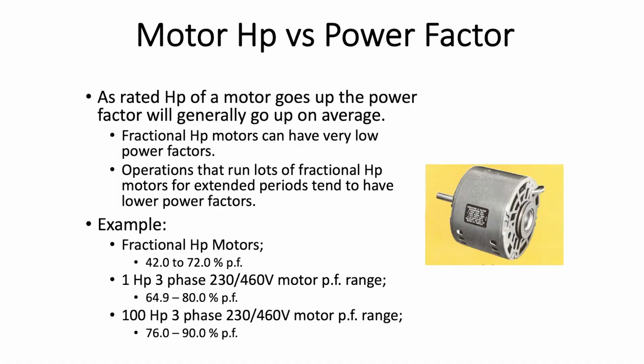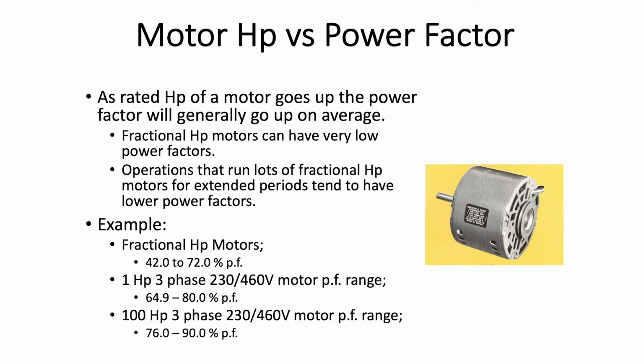As the rated horsepower of a motor goes up, power factor will generally go up on average. Large motors have nameplate power factors better than small motors. I just gave you some examples here. Fractional horsepower motors I looked up in the database range from 42 to 72%. Okay, so you can find some pretty low power factors on fractional horsepower motors. For 1 horsepower 3-phase 230/460 volt, the power factor range for all the motors available right now to buy in the US market is about 65 to 80%.